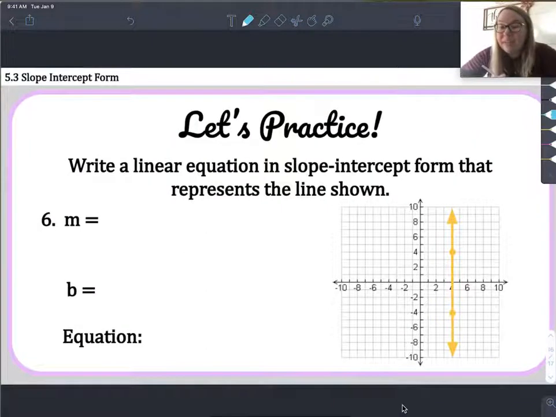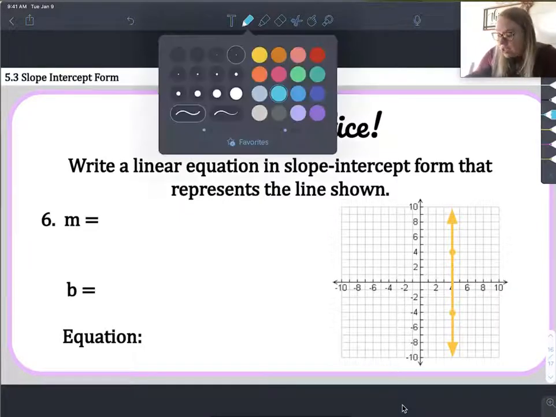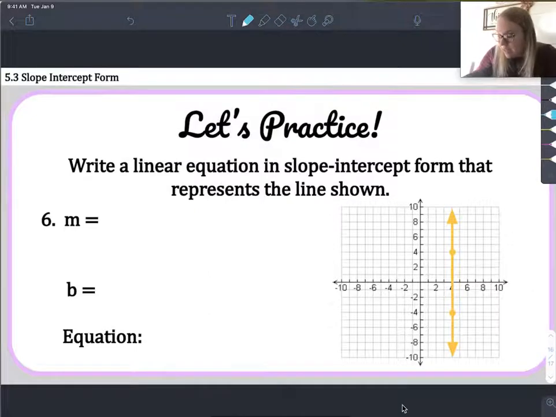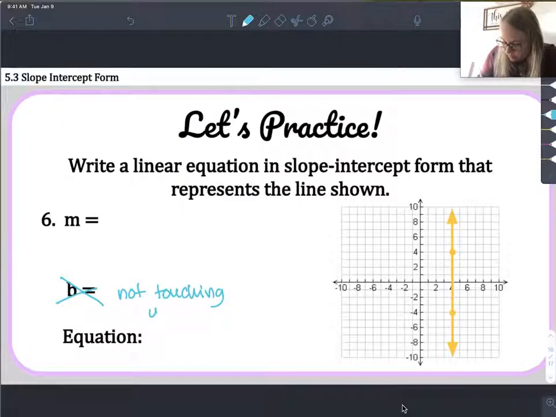Okay, then looking at this one, it's a little bit different. For this case, if you notice, this is a vertical line, and my vertical line is not hitting the y-axis at all. So in this case, we do not have an intercept. This does not exist. It's not touching the y-axis, so we don't have an intercept.